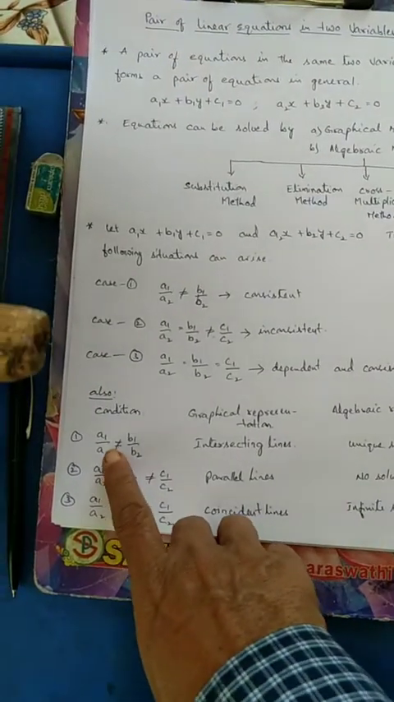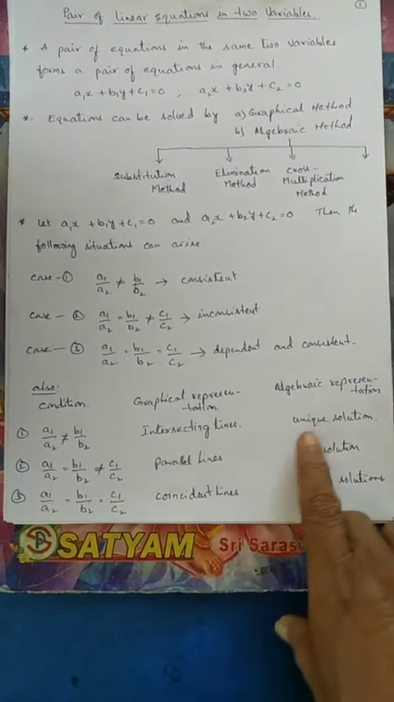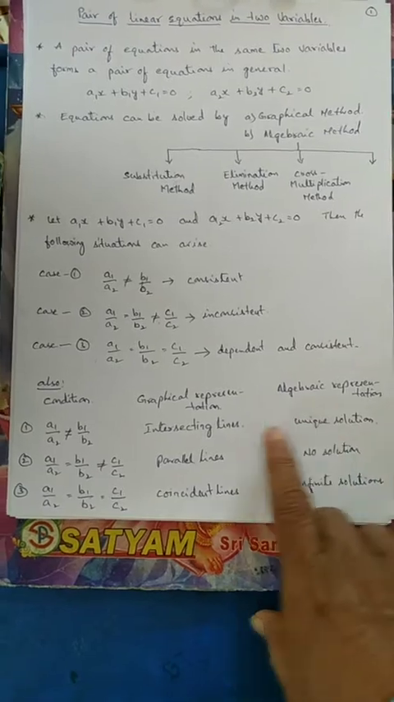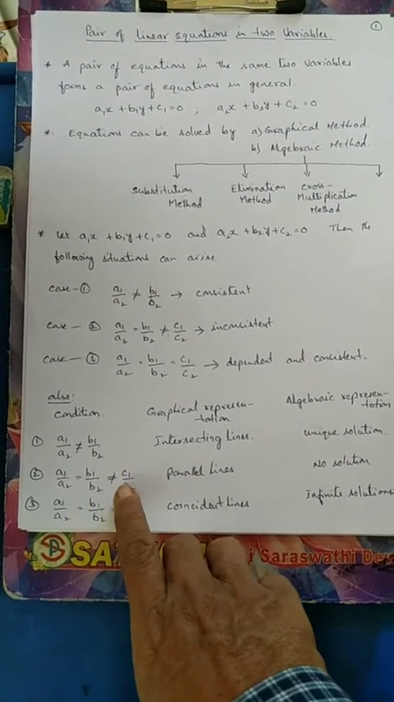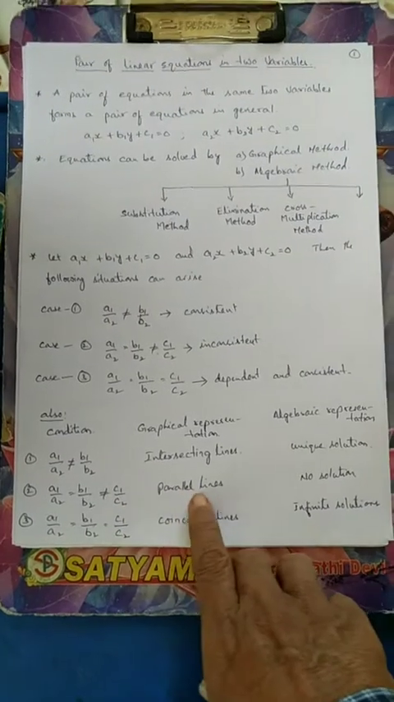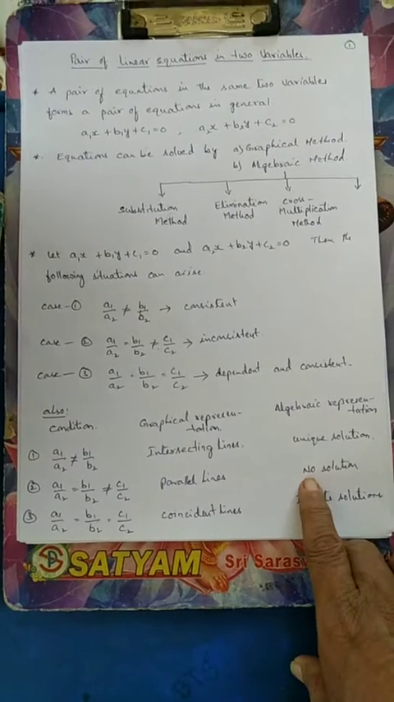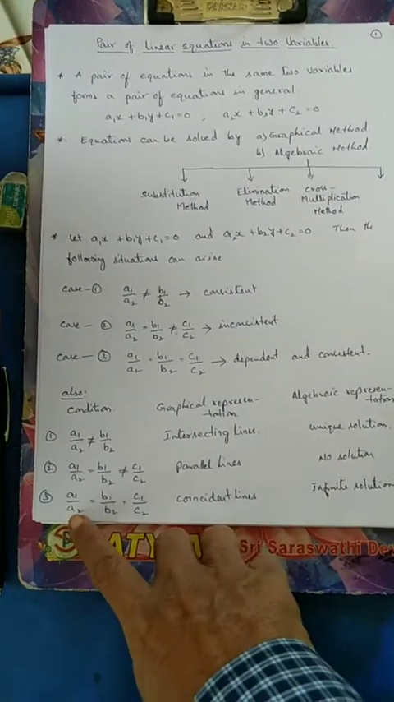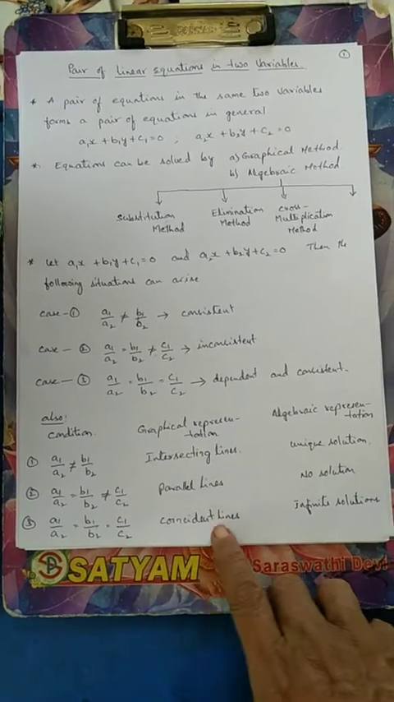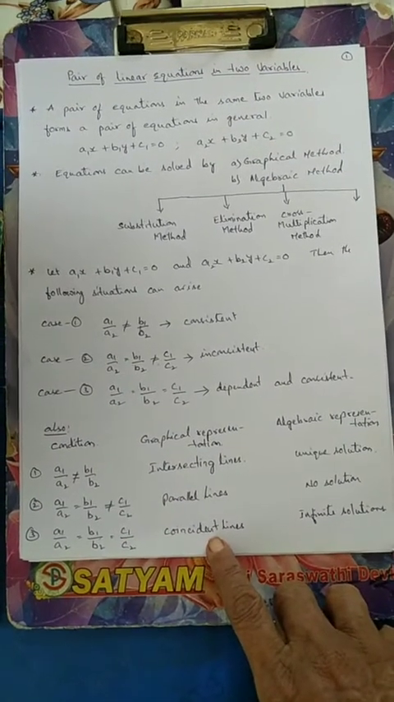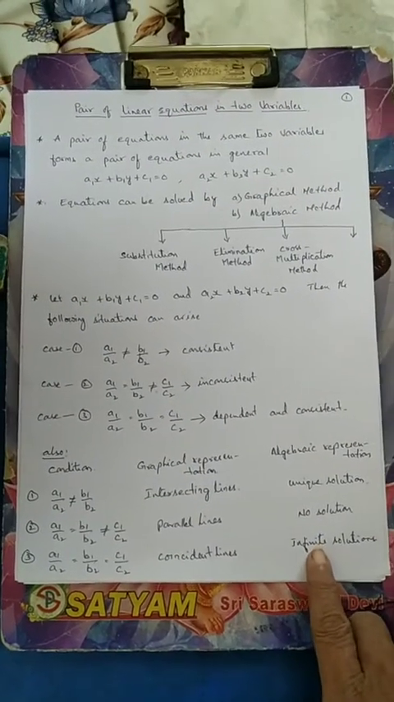Again I am telling, A1 by A2 is not equal to B1 by B2. They are called intersecting lines, and it has only one solution, a unique solution. And in the second case, A1 by A2 is equal to B1 by B2 is not equal to C1 by C2. We call them parallel lines, and for parallel lines there is no solution at all. And in the third case, A1 by A2 is equal to B1 by B2 is equal to C1 by C2. We call them coincident lines. For coincident lines, we have an infinite number of solutions.